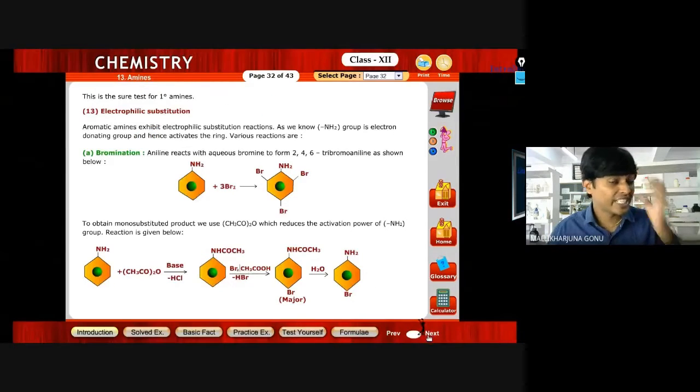Okay. Next, electrophilic substitution reactions. The last topic is electrophilic substitution reaction from this chapter, so we will finish off this chapter. Okay, first and foremost important thing you have to remember for the electrophilic substitution reaction.